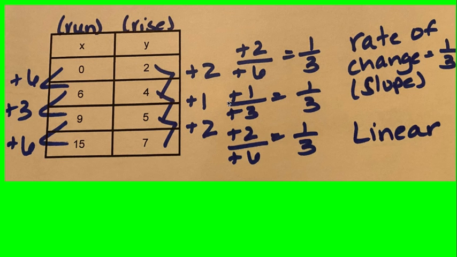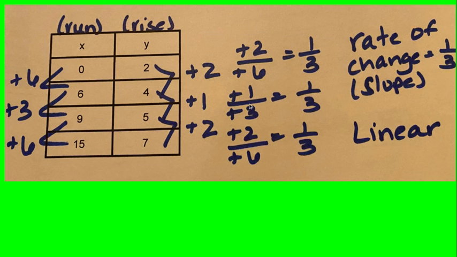From 4 to 5, it increased by 1, and from 6 to 9, it increased by 3. From 5 to 7, it increased by 2, and from 9 to 15, it increased by 6. So I have 2 over 6, 1 over 3, 2 over 6. But this truly does all simplify to be the same thing. 2/6 is the same thing as 1/3.